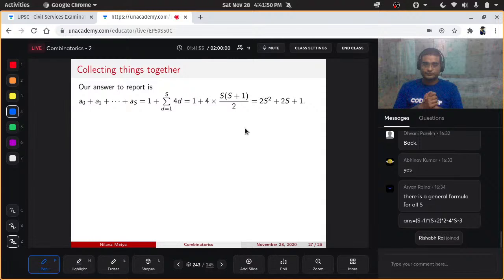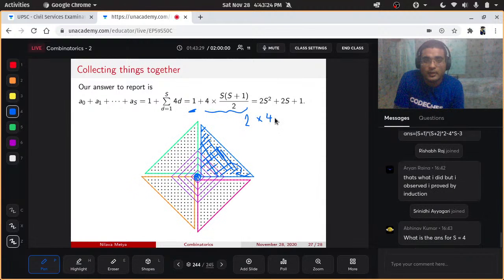Okay. And so for the answer for S equal to 4, just plug in 4 here. 4 square is 16. Okay, so it's 2 into 4 into 5. What is 2 into 4 into 5? That is 40, and plus 1, 41.